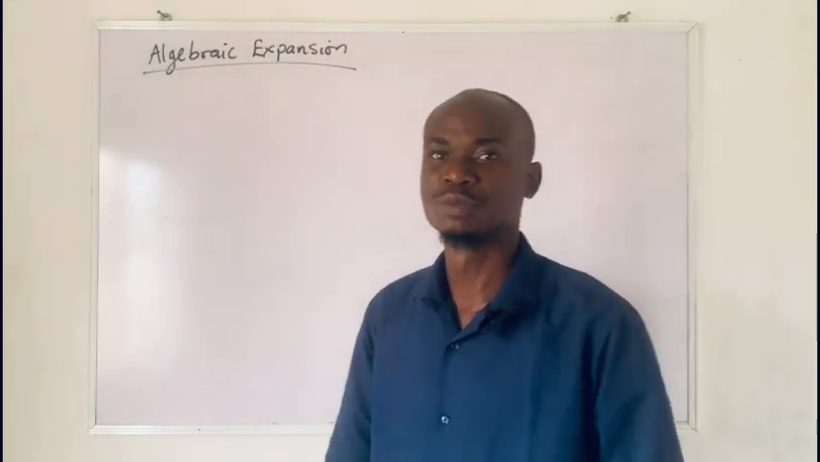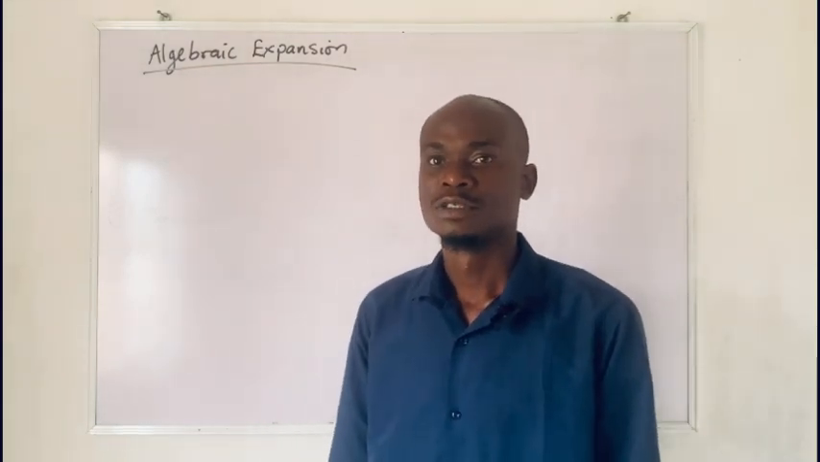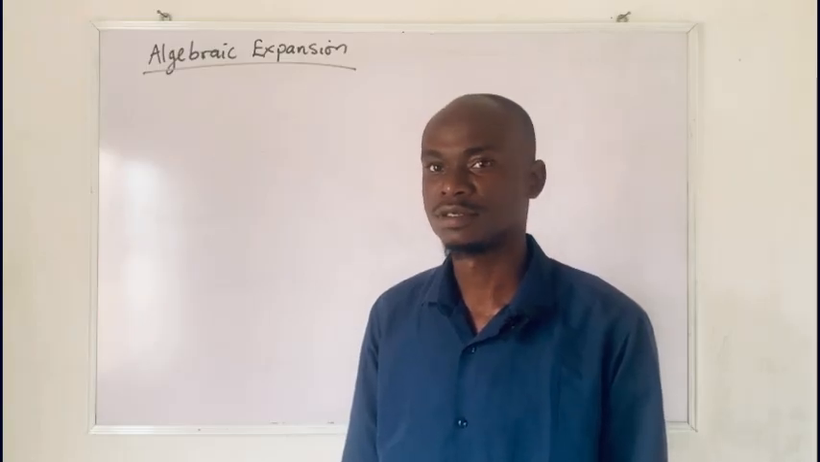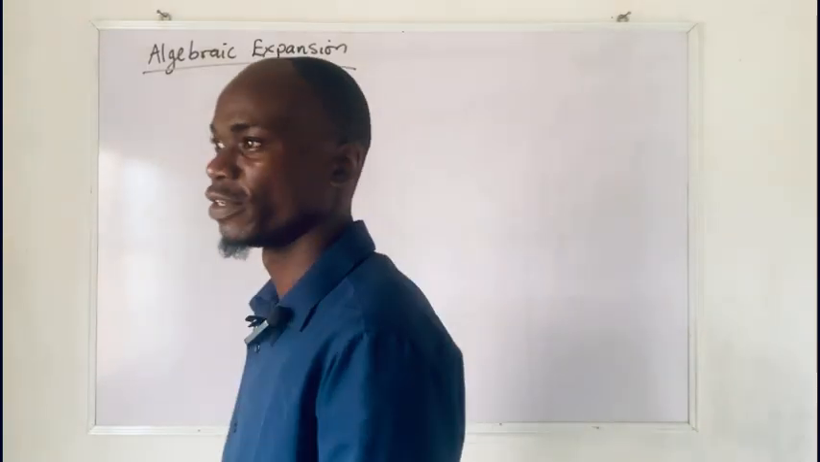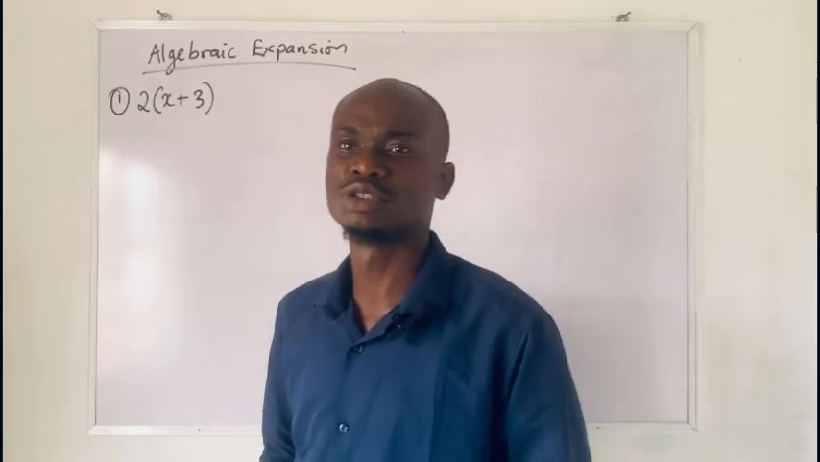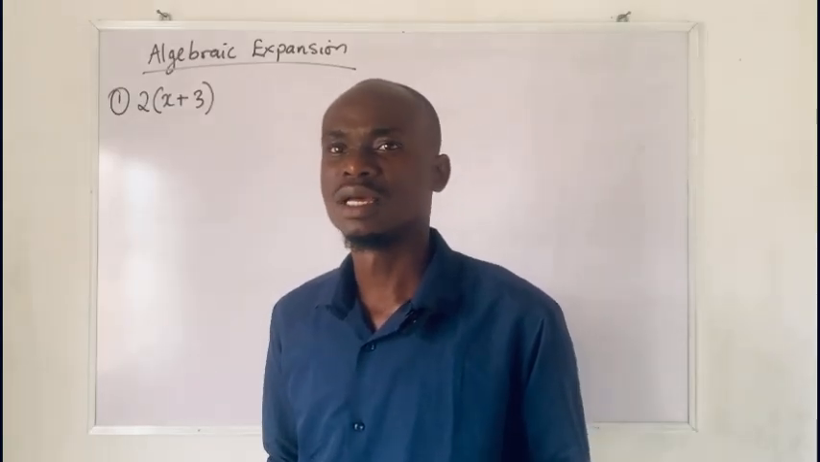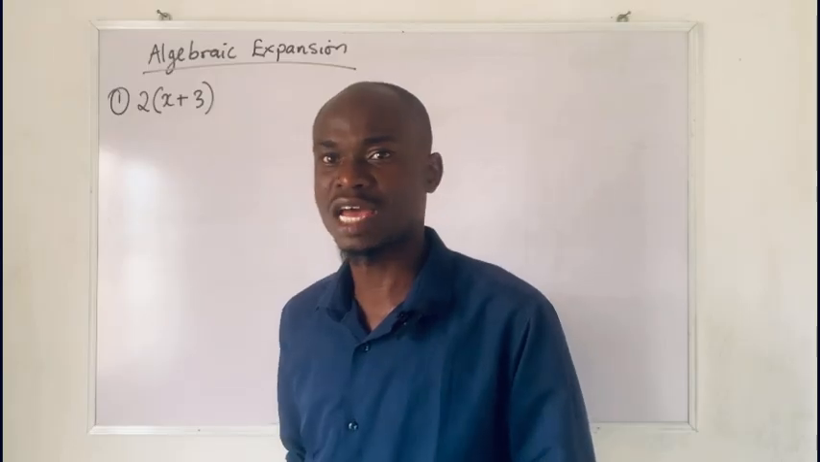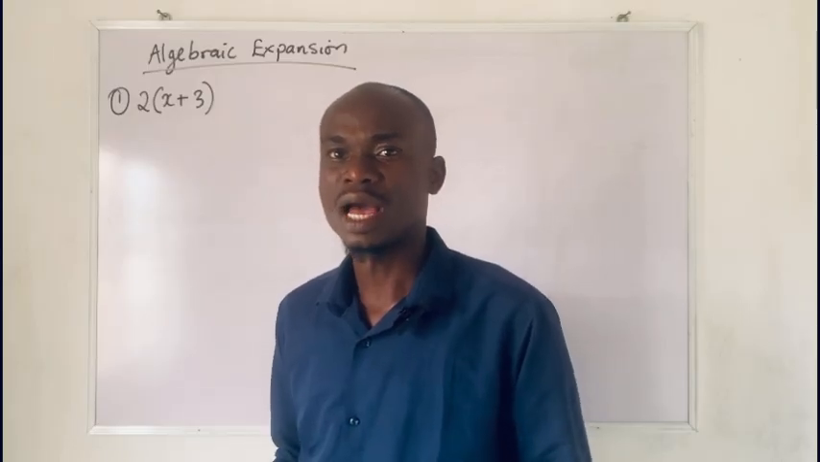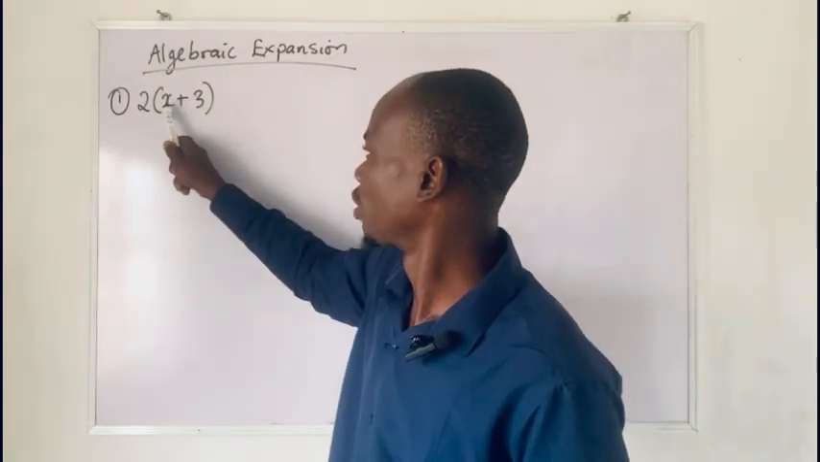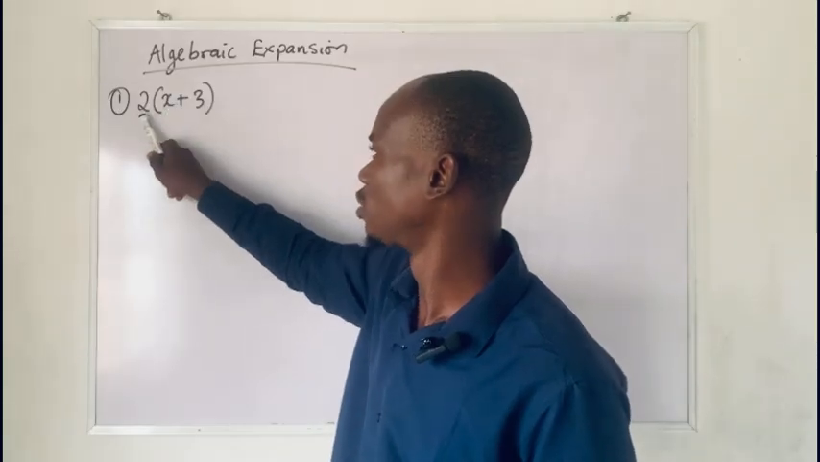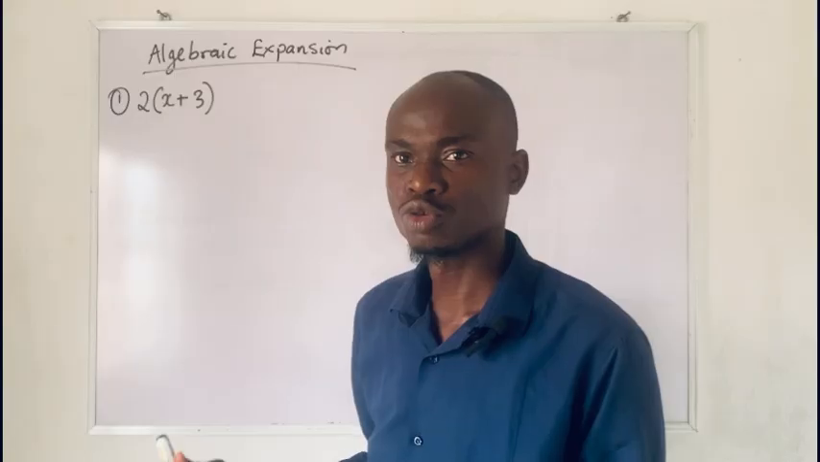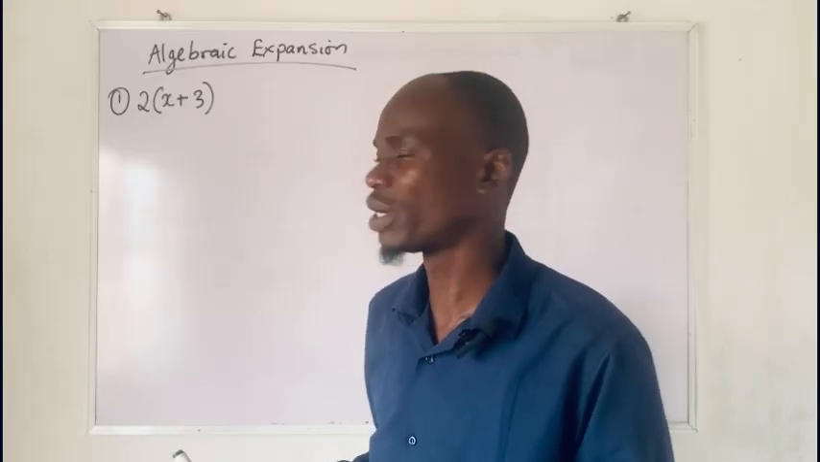So we're starting with algebraic expansion. So we're going to look at what expansion is. Let's look at the first example. Algebraic expansion usually occurs when two algebraic expressions, usually one in brackets having more than one term, are multiplied. So whenever you have a single term times two terms, or two terms times two terms, you can expand. So how do we expand?